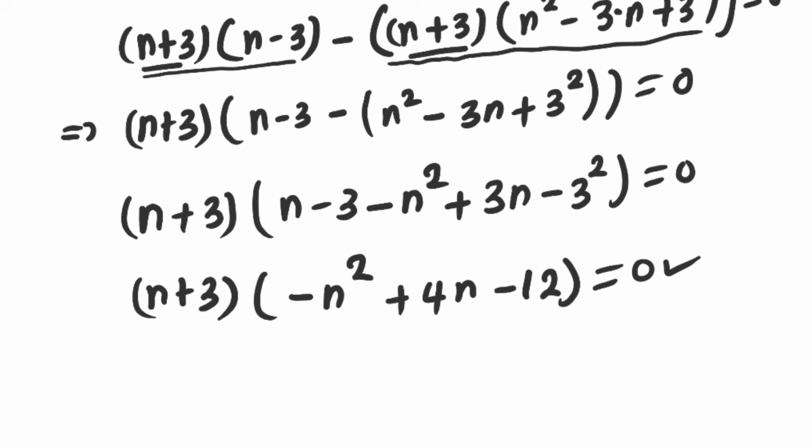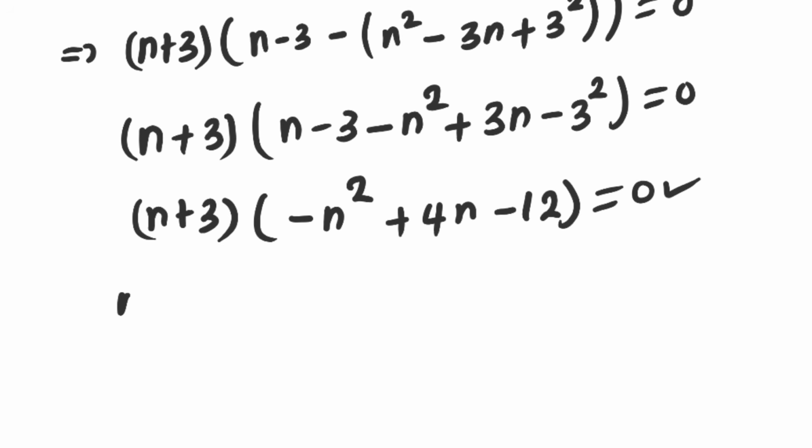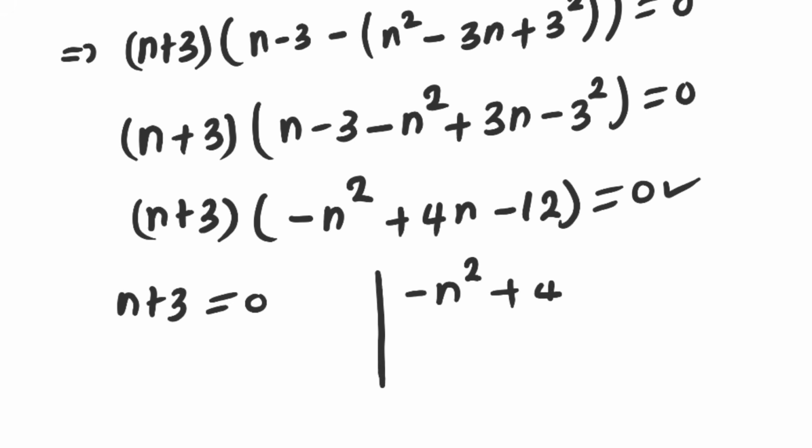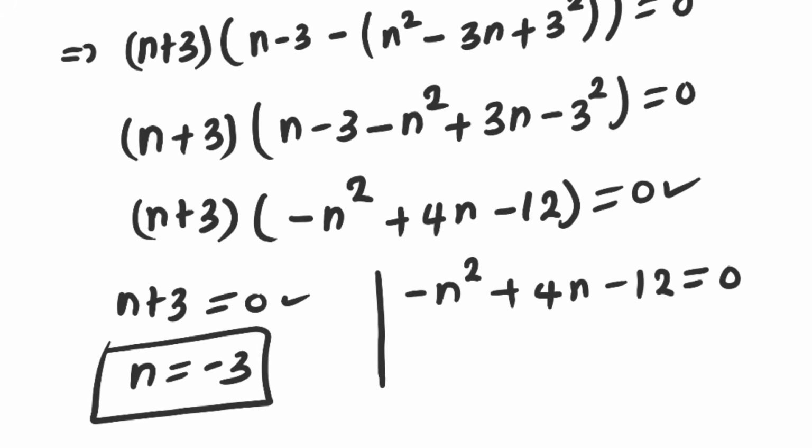So from here, there are two cases here. The first case is n plus 3 is equal to 0. And the second case is minus n squared plus 4n minus 12 is equal to 0. Now, from here, n is equal to minus 3. This is the first value of n.